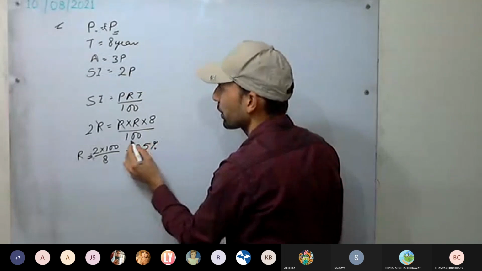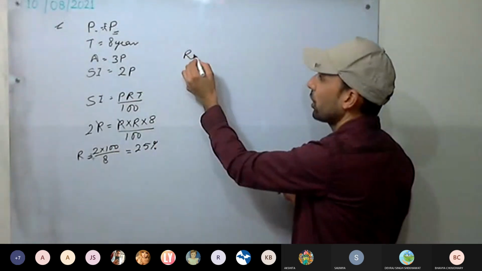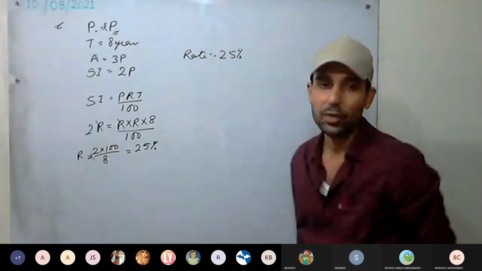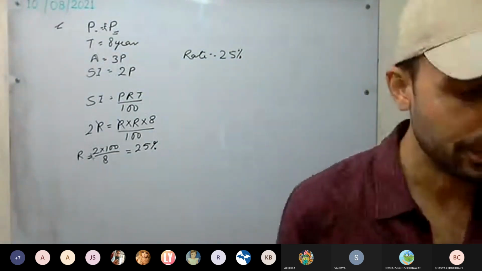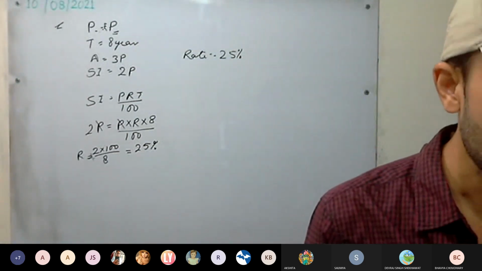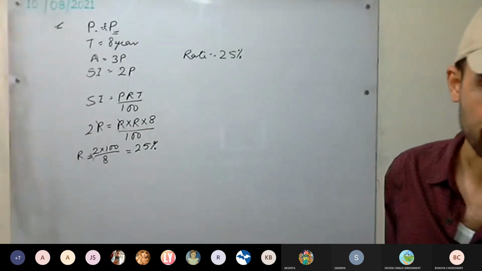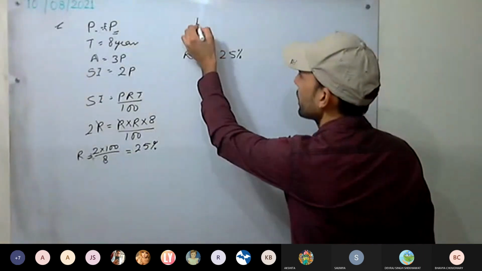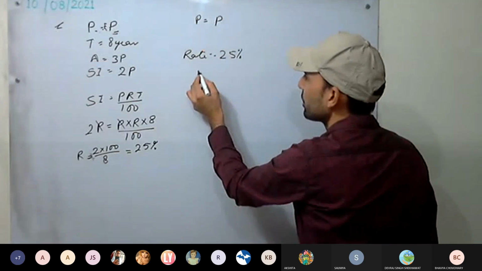Rate is equal to 25%. Now, in how many years will it become 5 times? That we have to calculate. In how many years will it become 5 times? Rate is given. This time the principal is P.